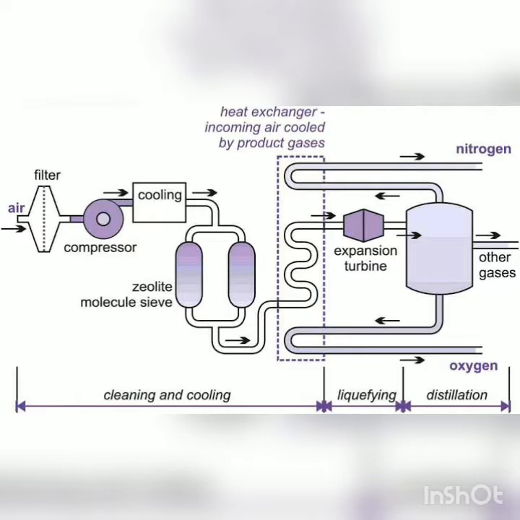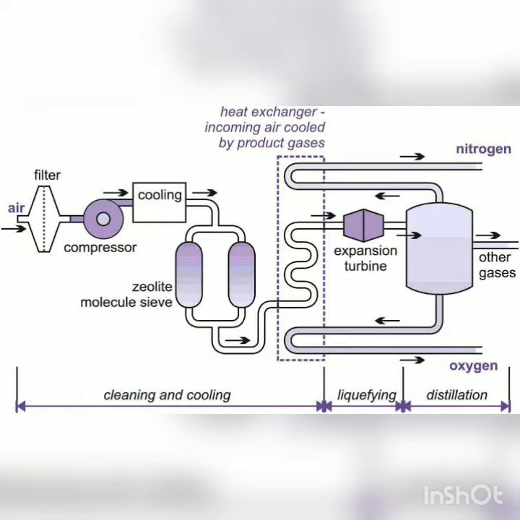We know that air is a mixture of gases like nitrogen, oxygen, argon, carbon dioxide, etc. The major component of air is nitrogen, that is 78%. The second major component of air is oxygen, approximately 21%, and the third is argon, approximately 1%. All the remaining gases of air constitute only 0.05% of air.